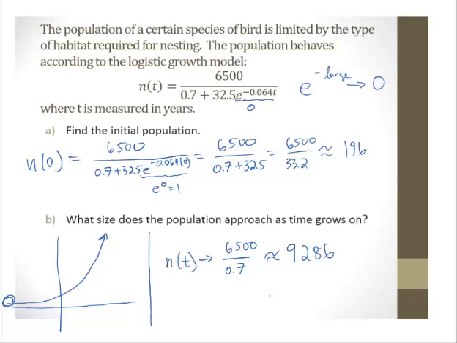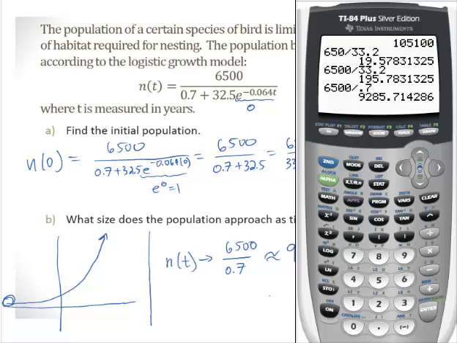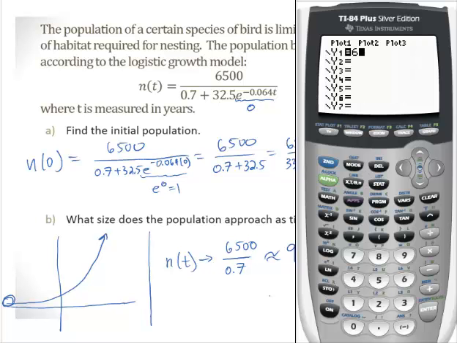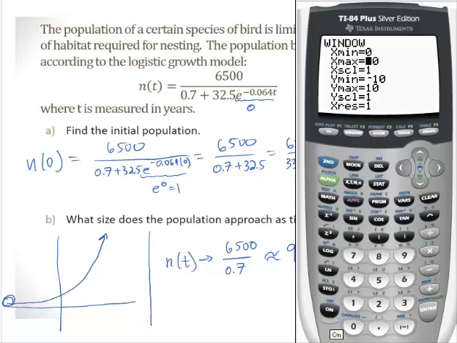Let's look at a graph of this function over time. 6,500, divide that by 0.7 plus 32.5 e to the negative 0.064 x. Nope, wrong side. And close off the denominator. Alright, so let's check our window. X, let's go from 0 to 100.